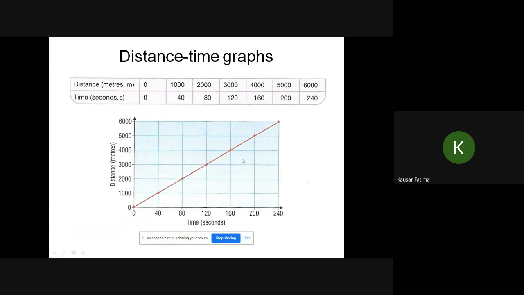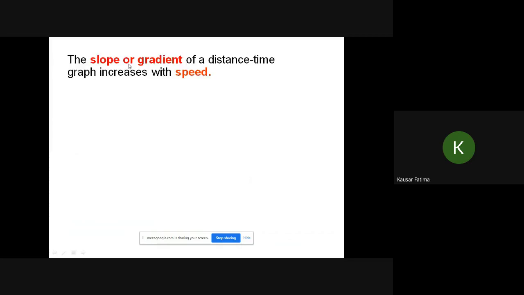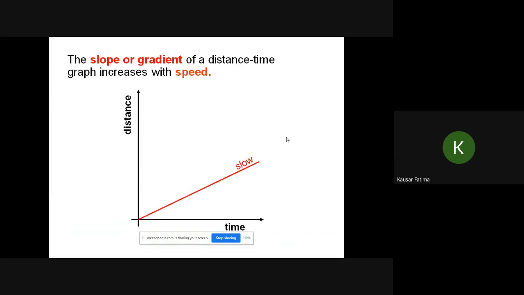So the graph is a straight line means the body is going with a steady or constant speed. Okay, straight line shows this. Slope or gradient of a distance time graph increases with the speed. The faster the speed, the greater will be the gradient of the graph. Gradient always of distance time graph gives you speed. Here distance along y-axis, time along x-axis.